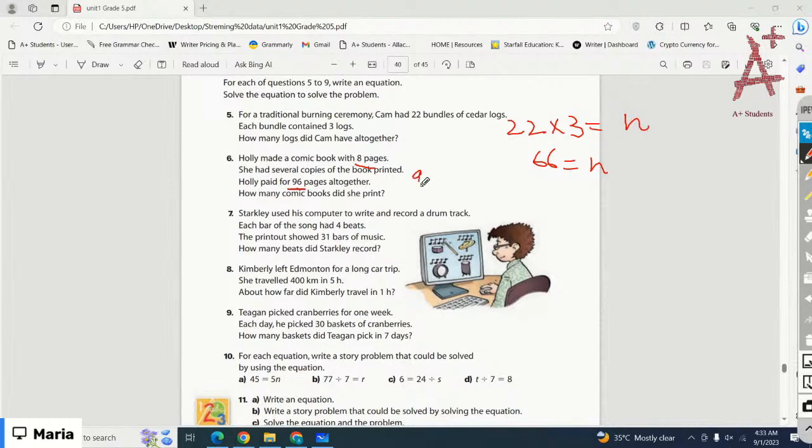So it would be 96 divided by 8, and n is the number of books. So it would be 12. That means she printed 12 books, right?